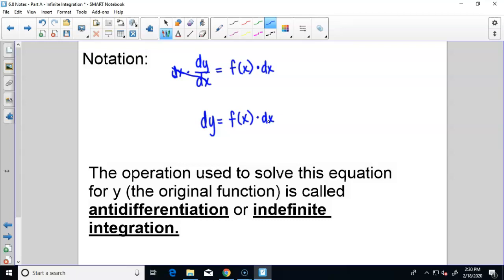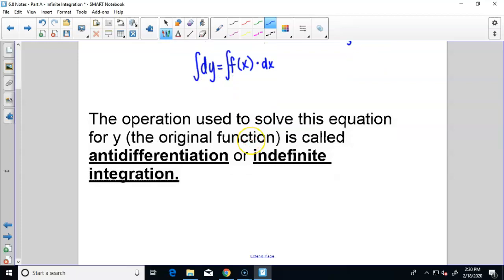So far, whenever we have used that integral sign, we have had limits, like from 3 to 7 of f of x dx, right? And that meant the area under the curve from 3 to 7. If we want to do a general integral or an indefinite integral, we just write the integral sign, and it does not have any limits on it. So we've got the integral of dy equals the integral of f of x dx.